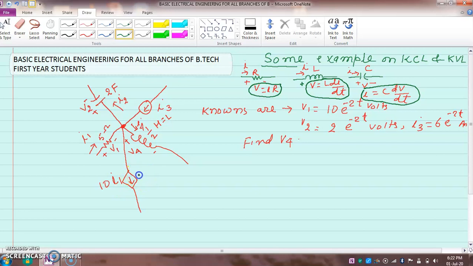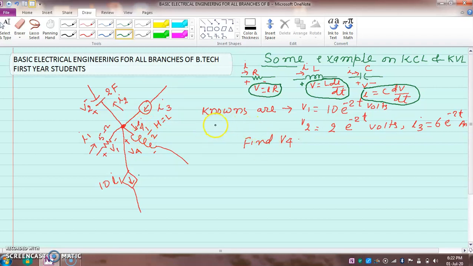This is a dependent current source, a current-dependent current source, because its value depends on I1. I1 is the current flowing in this resistor having 5 ohm resistance. I2 is the current flowing in the capacitor. I3 is an independent current source, and 10 I1 is the dependent current source. This is the inductor, the voltage across the inductor is V4, and the current flowing in the inductor is I4.